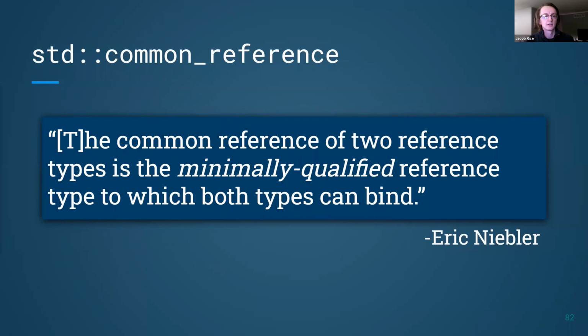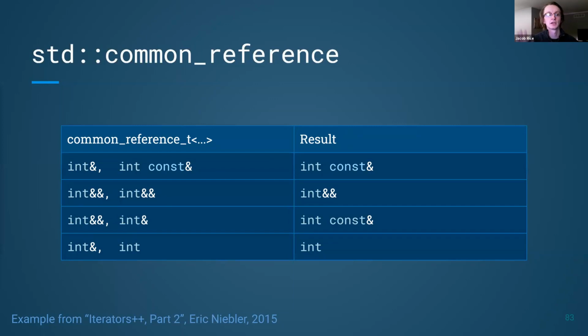That's a dense sentence, but the important part, maybe read it again as I'm talking. The important thing to keep in mind is that we are binding a reference to another, this common reference type, okay? And we want to minimally qualify it. So if there are several candidates, let's have the least amount of qualifiers on it. So let's look at examples. I didn't come up with these examples, but the first example is pretty clear, right? If I want the common reference, what can I bind int ref and int const ref to? Int const ref. They both bind to that, okay?